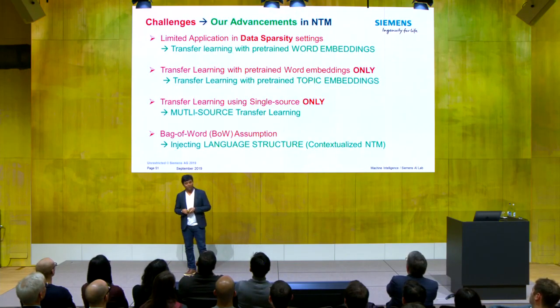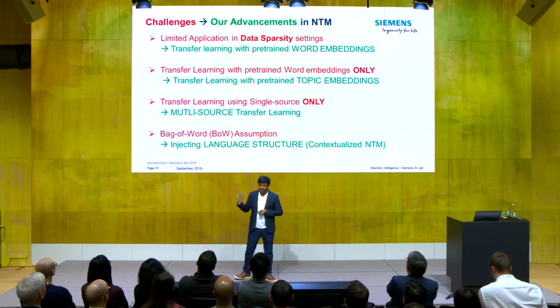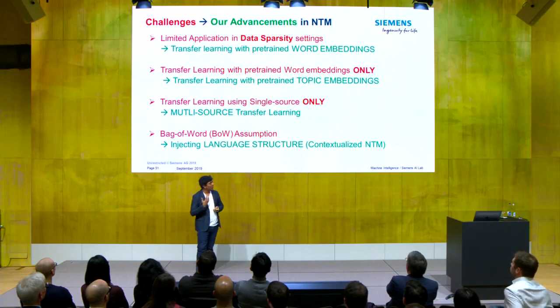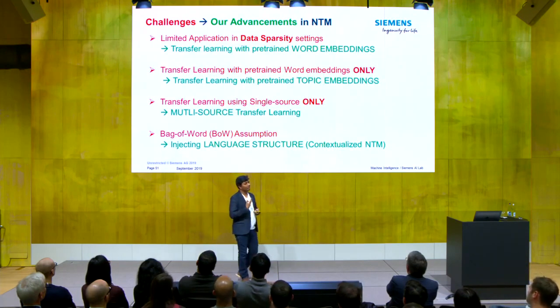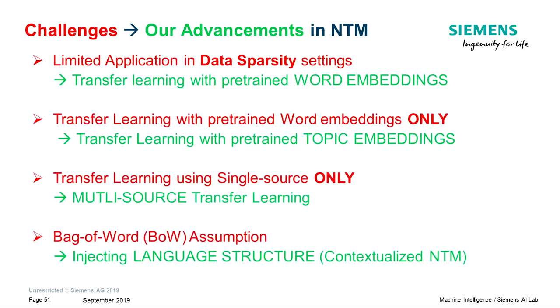But what did I do during my PhD? This is what I did. I addressed certain challenges in neural topic modeling. NTM belongs to neural topic modeling, where I saw neural topic modeling has a problem or some limitation in data sparsity. Data sparsity means you have a limited data setting, let's say.